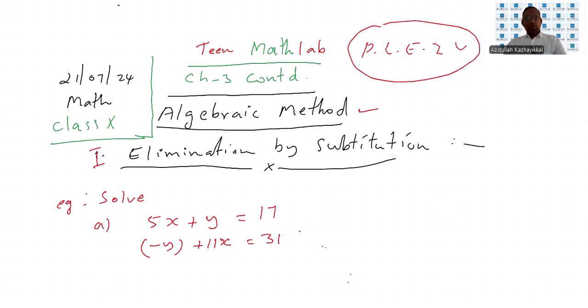Now, for example, 5x plus y is equal to 17. This is question one. The pair of one equation and the second equation. This is the pair of linear equations in two variables. We know this equation has a solution, consistent, because a1 by a2 is not equal to b1 by b2. So it has a solution, consistent. So we can try to find the solution.